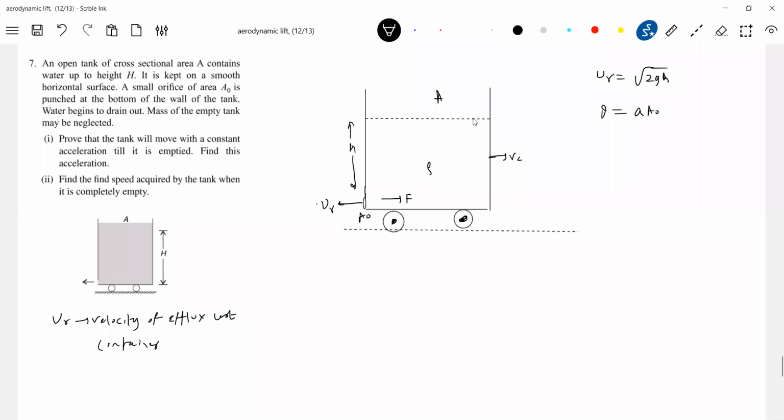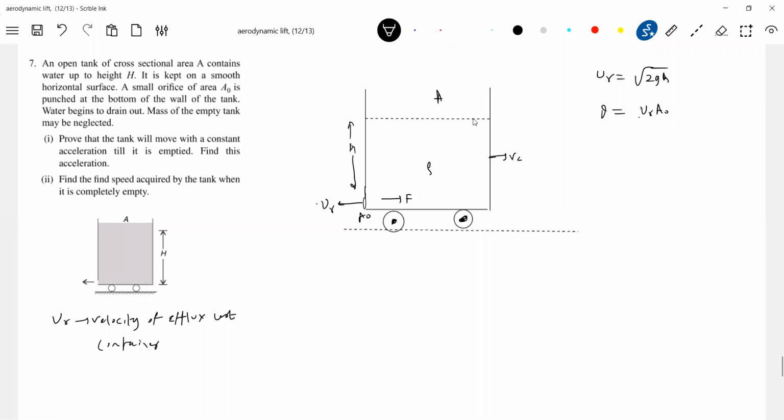What is the flow rate? How do you define it? Rho A V square, no? Into UR square. Sorry, only the flow rate. The flow rate should be equal to UR into A naught.